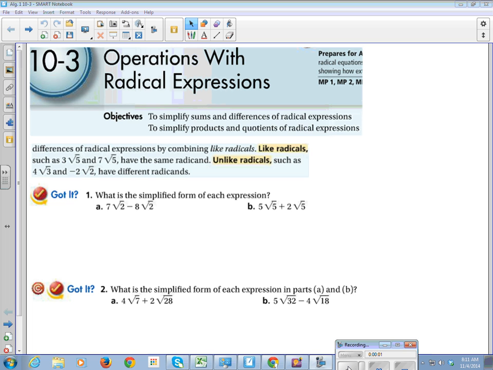This is Chapter 10, Section 3, Operations with Radical Expressions. Our learning objectives are to simplify sums and differences, sums mean adding, differences mean subtracting, of radical expressions, and to simplify products, which is multiplication, and quotients of radical expressions. So we are adding, subtracting, multiplying, and dividing. All four of the biggies today.